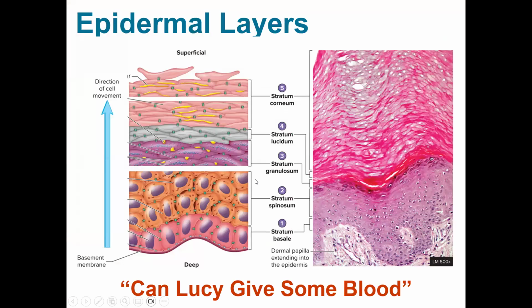Okay, so like I said, we have 4 or 5 layers depending on whether we have thicker or thinner skin. This stratum lucidum, this fourth layer, this green layer here, we only find in thick skin. I'll show you a comparison in another slide or two that shows when this is there versus when this is absent. And one saying, just so you can remember the starting letters for each layer, is Can Lucy Give Some Blood? So corneum, lucidum, granulosum, spinosum, basale. You've got to remember which order you're going in. This one's going from top to bottom.